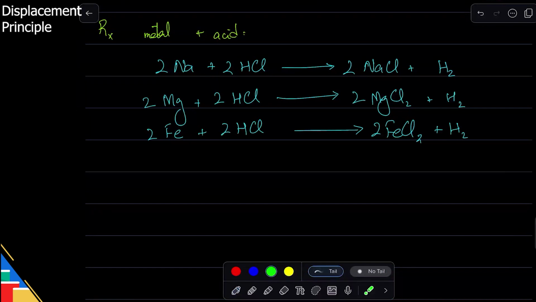So if you wanted to check which one is more reactive or less reactive, you can simply take a thermometer. Start looking at the temperature and look for the maximum temperature increase. If this increases the temperature the maximum, and this increases the temperature the minimum, then this is least reactive, this is most reactive.